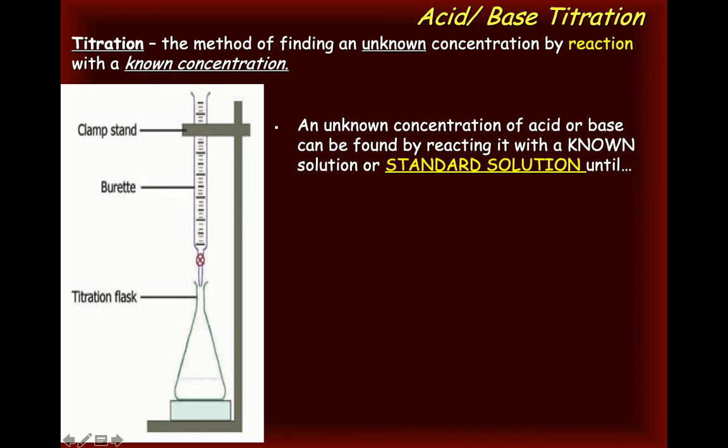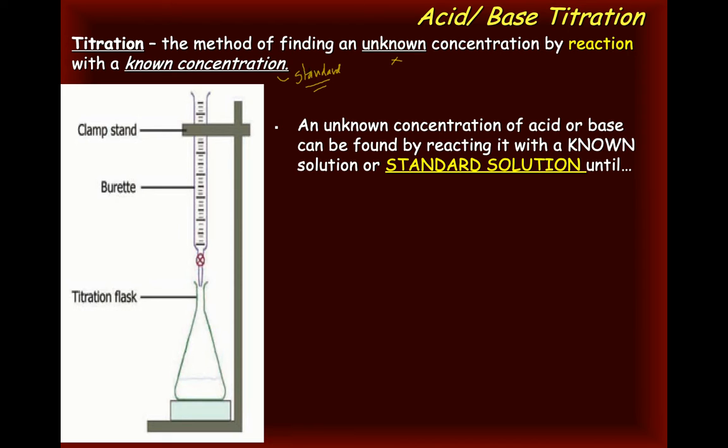So an unknown concentration of acid or base can be found by reacting with a known solution, or standard solution. So the known concentration is going to be called the standard. Okay, so that will be our standard solution, the one you know the molarity of. Okay, all right, so the known is called your standard. And of course the unknown, you don't know what that is, so that's usually our X, right?